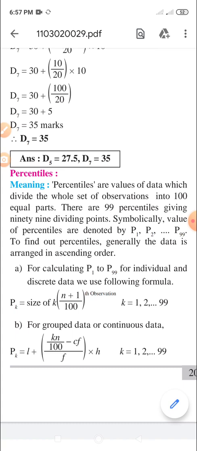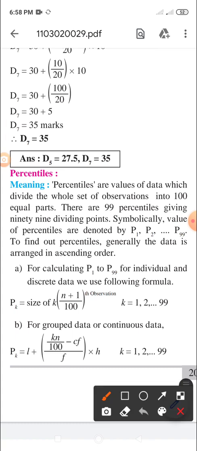Why do we divide by 100 here? Because percentiles divide data into 100 equal parts. In the bracket is the complete observation. K stands for first percentile, second up to 99th. In place of K we write the percentile which we want to calculate.